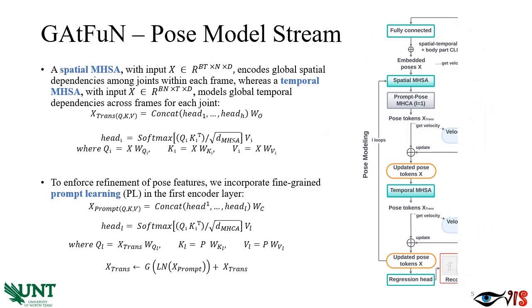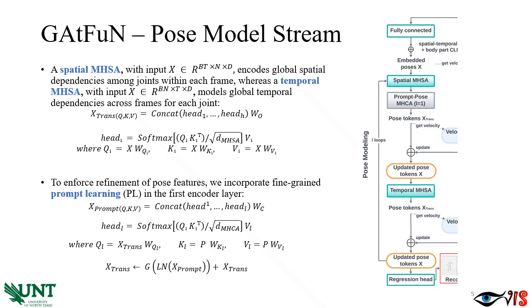We model global spatial and temporal dependencies using multi-head self-attention. Starting with the spatial multi-head self-attention, the input feature tensor is x where batch and time are flattened, and attention is applied across joints within each frame. This allows the model to encode the global spatial relationships among all joints in a single pose.